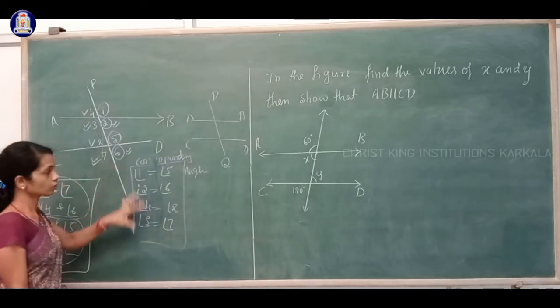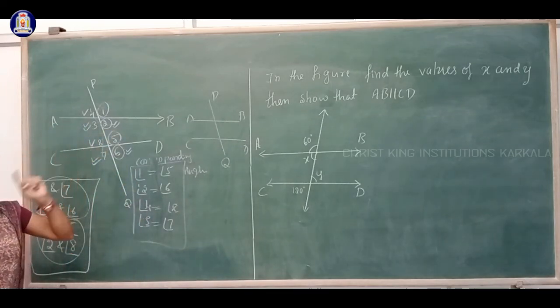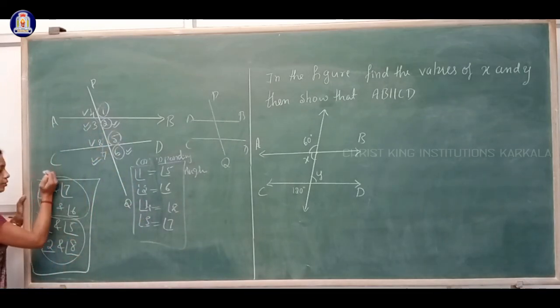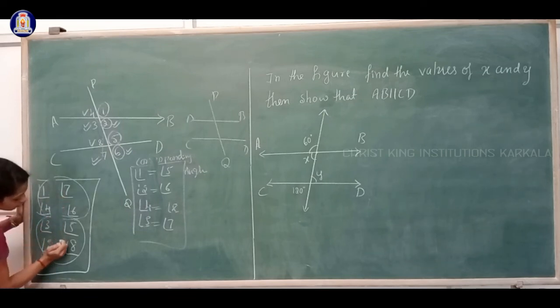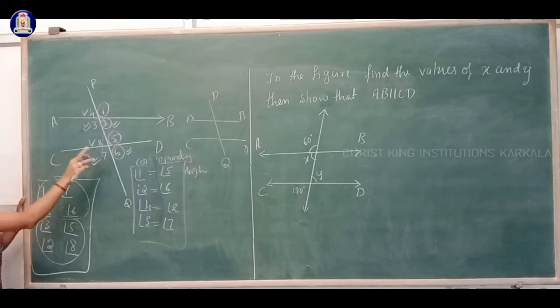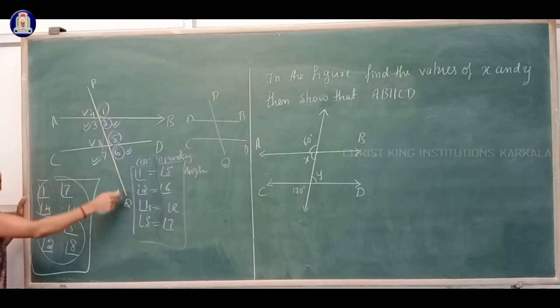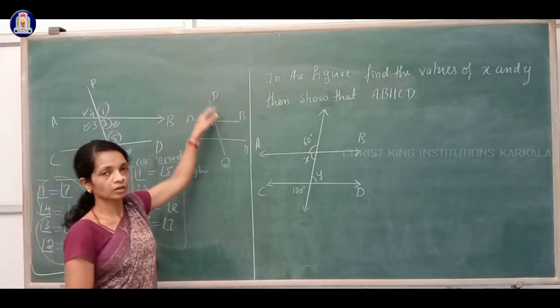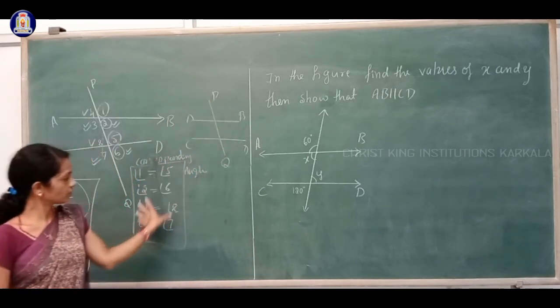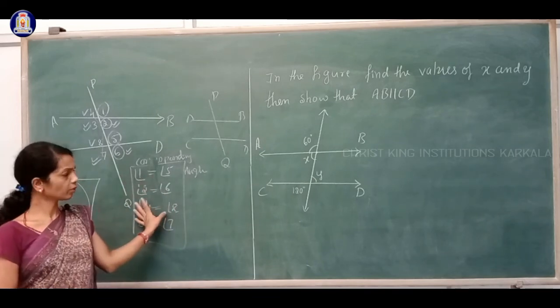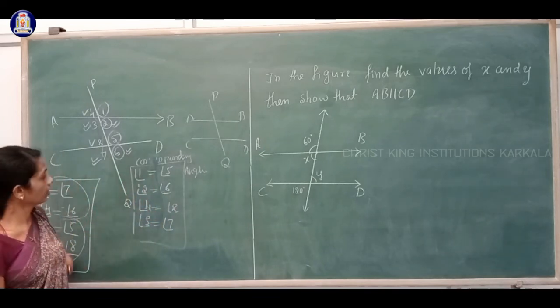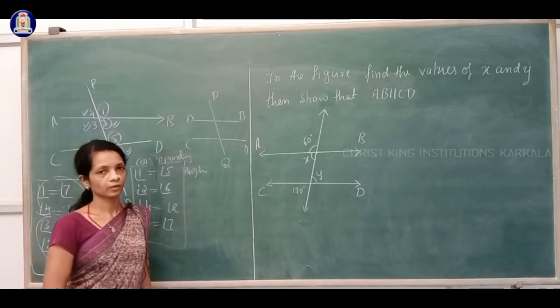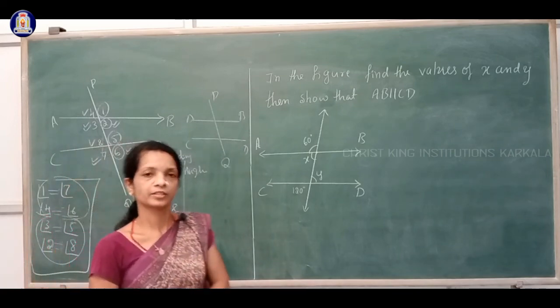Like these, you can use only when AB and CD are parallel. One more result: suppose AB and CD are parallel and are cut by the transversal PQ, then each pair of alternate angles are also equal. So if you have two parallel lines cut by a transversal, then each pair of corresponding angles are equal and each pair of alternate angles are equal.